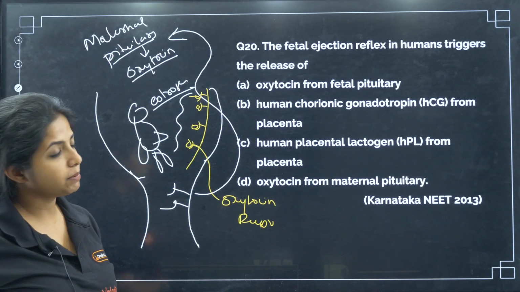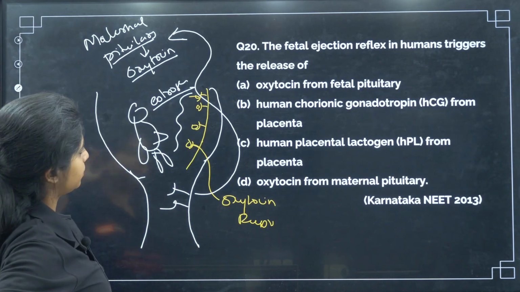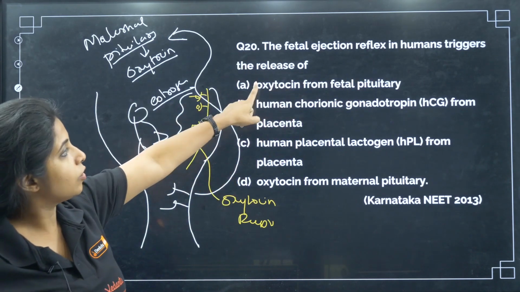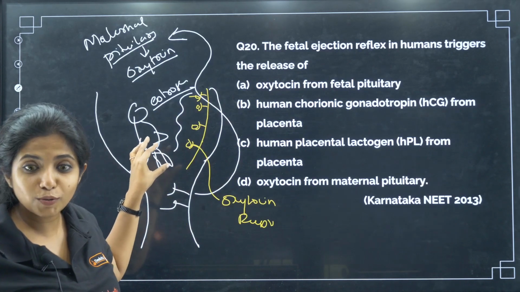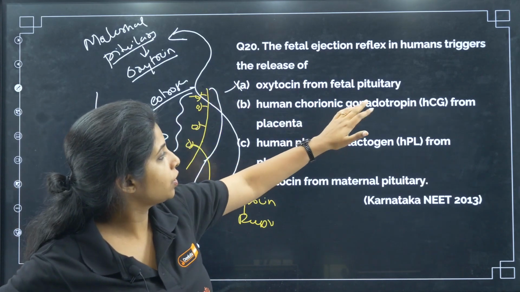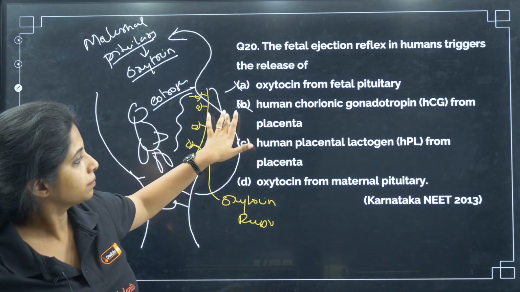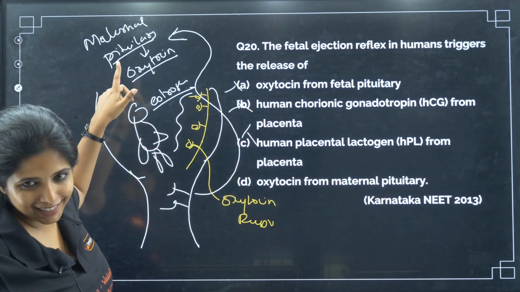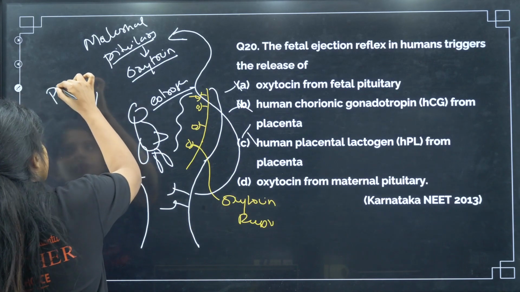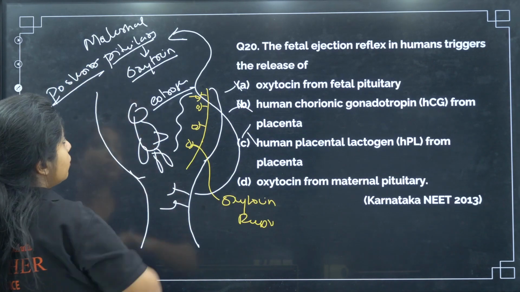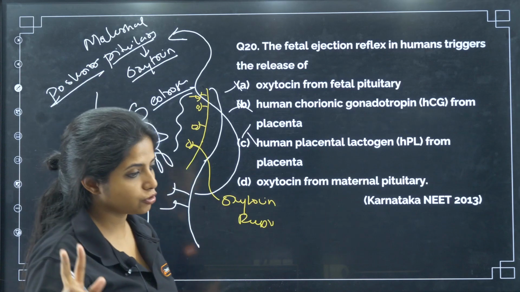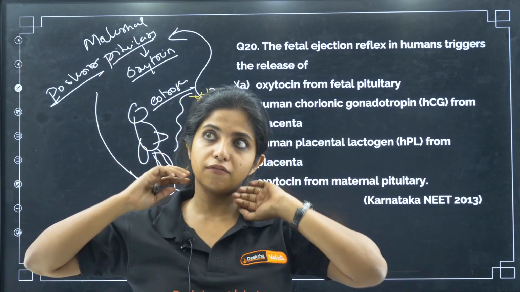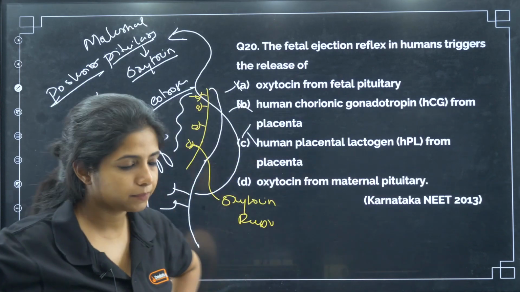You should not be forgetting this. So fetal ejection reflex in humans triggers the release of oxytocin from the fetal pituitary. Is the baby's pituitary going to release oxytocin? No. Human chorionic gonadotropin from placenta, human placental lactogen from placenta. Oxytocin from maternal pituitary, yes. And what pituitary? Posterior pituitary, not anterior. Always remember oxytocin and prolactin both are by posterior pituitary, not by anterior one. Anterior pituitary has FSH and LH and all these things being released by them.